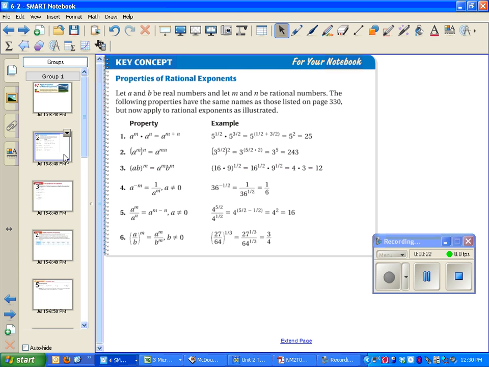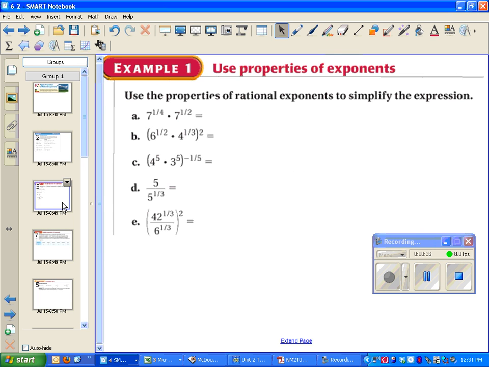So similar to everything else, adding, subtracting, multiplying. All right, so here are some examples, but they work the very same. You're just adding and subtracting fractions now for the exponents.